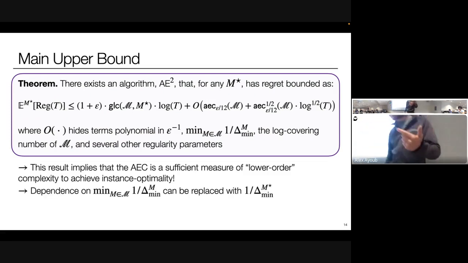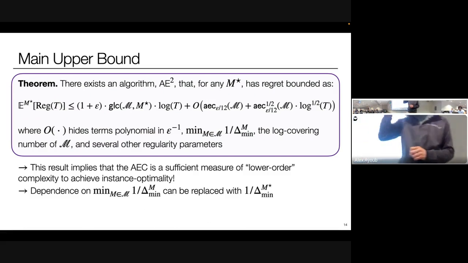I'll just mention one last caveat. For the results I'm going to present in the talk, I take the minimum min gap in my model class. You can replace the min gap with the one in M star, but there are some caveats there, so I didn't put it in the talk; see the paper. The takeaway though is that there's an algorithm that has regret that is instance optimal in the leading term, the Graves and Lai constant, and a lower order term scaling as the AEC.